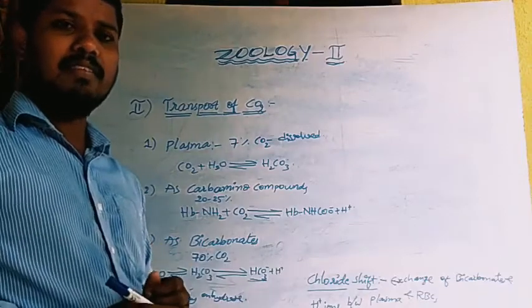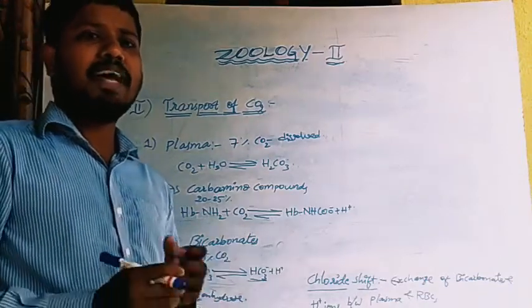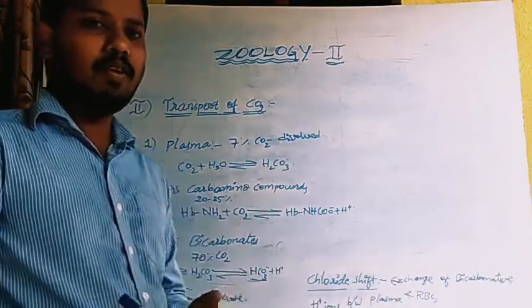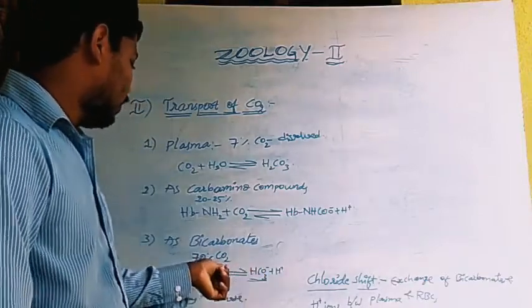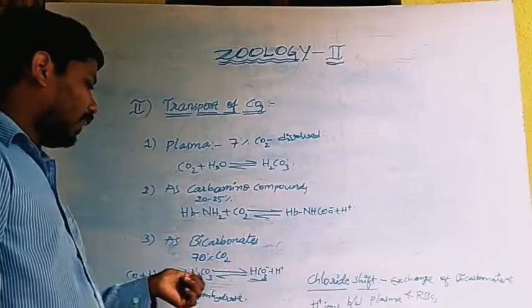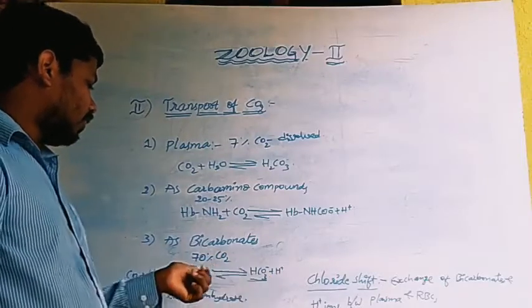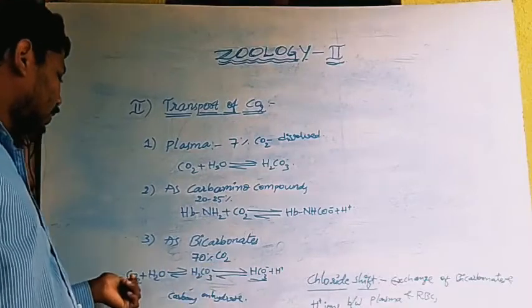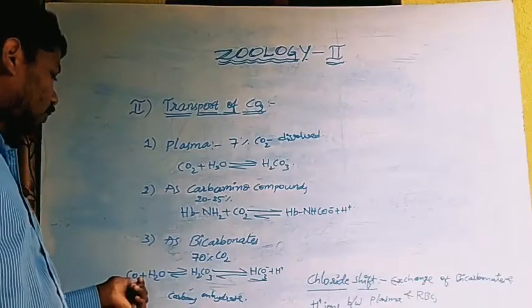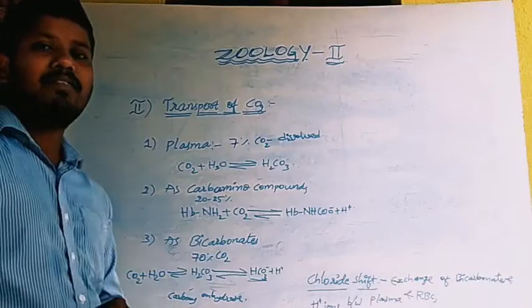As well, in alveoli, the partial pressure of carbon dioxide is low. Hence this reaction proceeds in a reversible manner: bicarbonates are converted into carbonic acid, and this carbonic acid again dissociates into carbon dioxide and water.